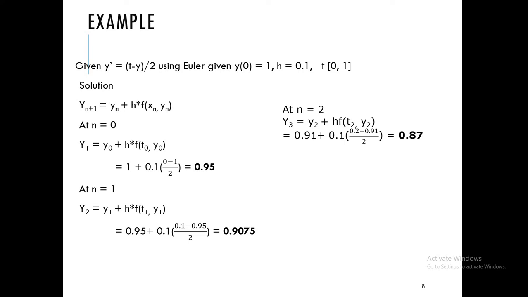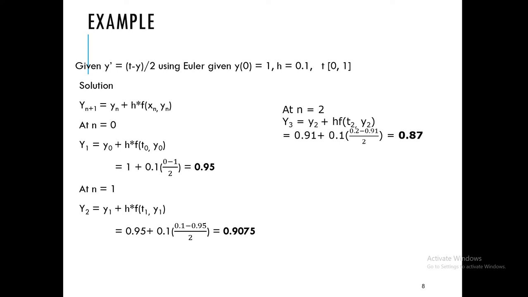y2 is equal to y1 plus h f of t1, y1. You get it, because n is 1. Now y1 has been calculated here. And then what about t1? For t1 we've moved from the first point to the next point, by the step size. So it is t0 plus h. Anytime we move to the next iteration, we are moving with the step size. So now your t1 is going to be 0.1.